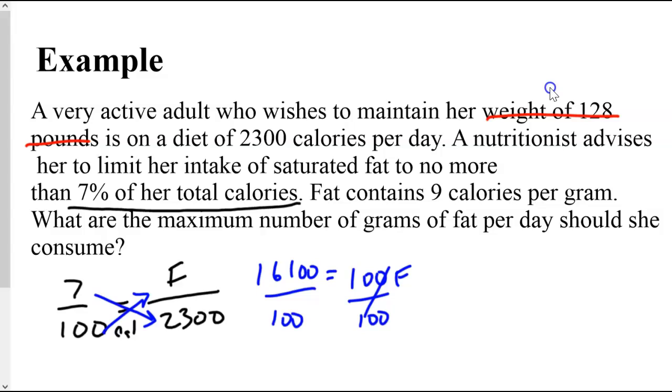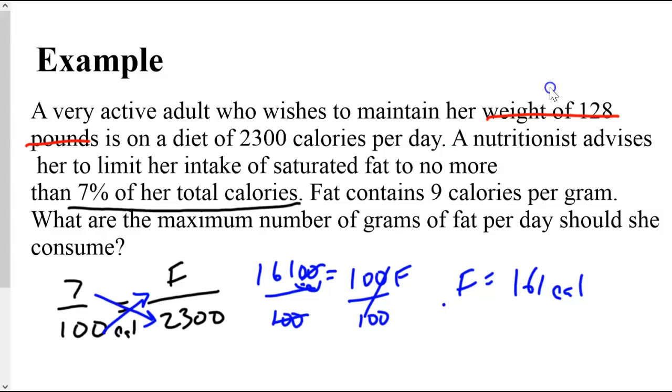100. 16,100 divided by 100, well, there's 2 zeros there, there's 2 zeros there, so we move the decimal place over, and we get that F, or fat, equals 161 calories in saturated fat that she can have. All right, great. So does that answer the question?